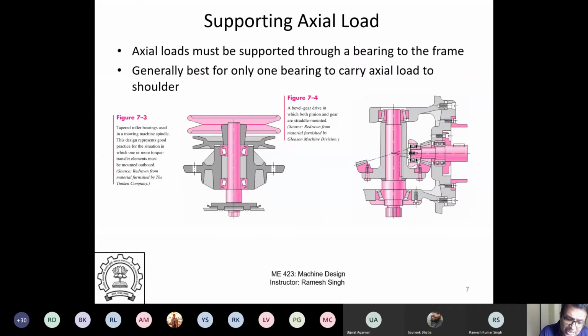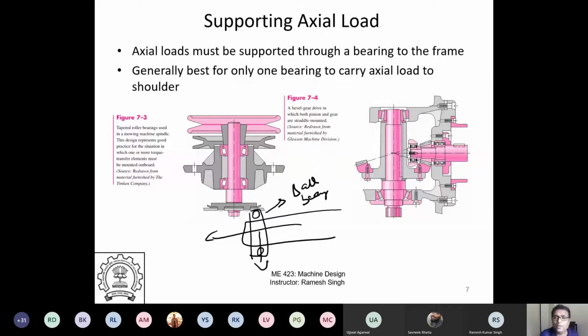And then typically, one of the things you have to understand, I'll discuss more when we discuss bearings, is if the shaft has only radial loads, then you can use ball bearings. But if your shaft has any, so this can take only radial load. But what if you have any axial load? How do you support any axial load if you have?